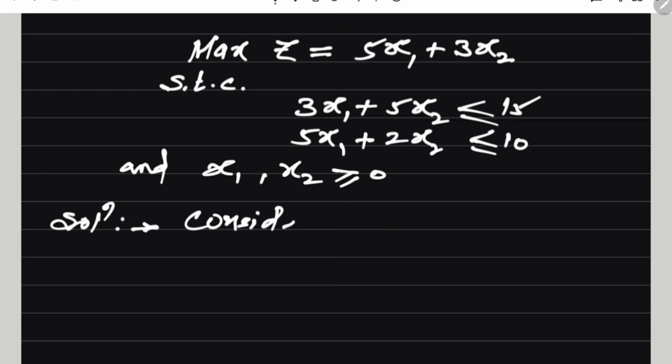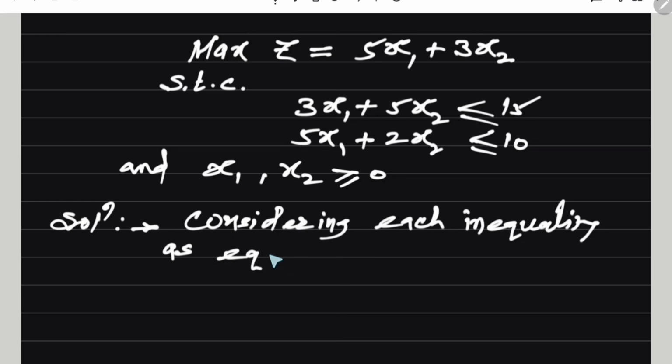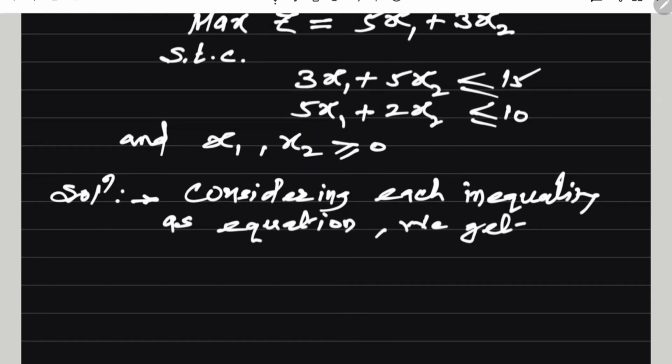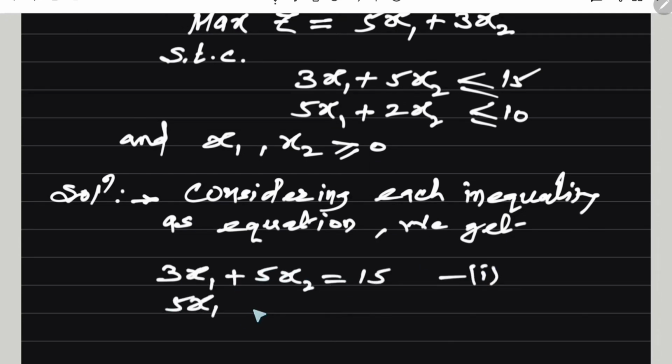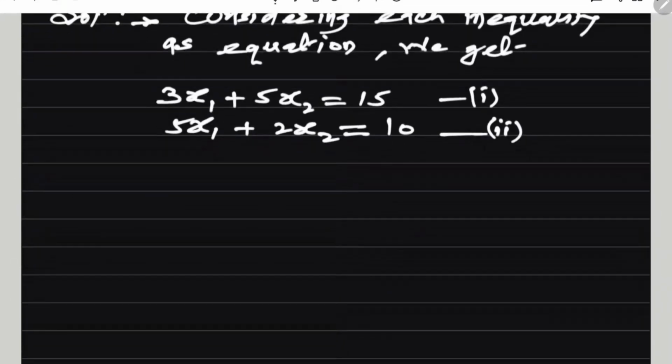Therefore, we have two inequalities. Consider both of them as an equation. Therefore, first equation becomes 3x1 plus 5x2 equals 15, and second equation becomes 5x1 plus 2x2 equals 10. Equation 1 and equation number 2.